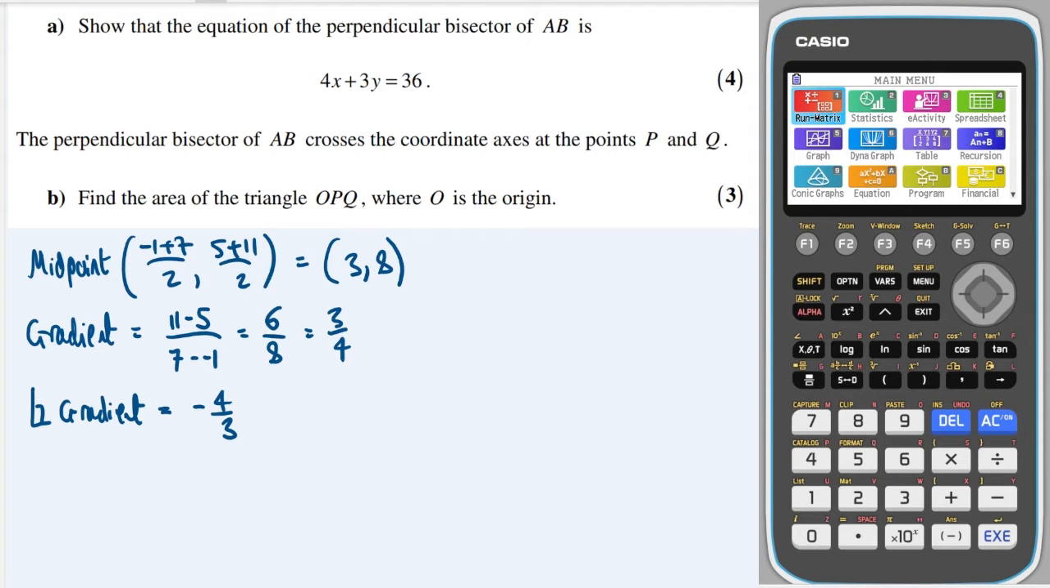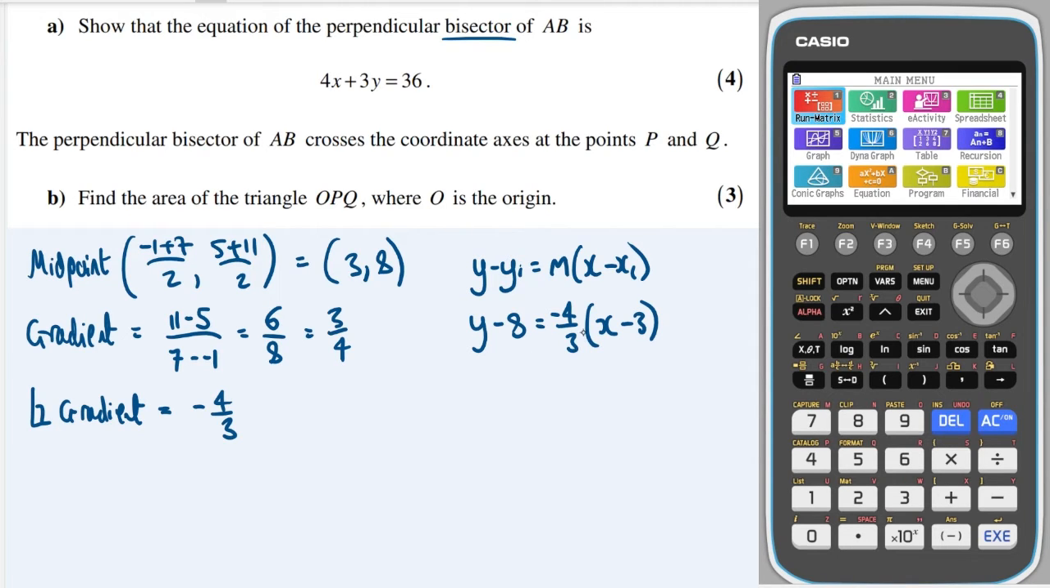Okay, so all that's left to do now is to do my y minus y1 equals m(x minus x1), my equation of a straight line. So I know one point on this new line. It's the midpoint of A and B because it's the bisector. So I can put 8 in here. The new gradient is perpendicular to the old one, so that's the new gradient, and the corresponding x-coordinate is 3.